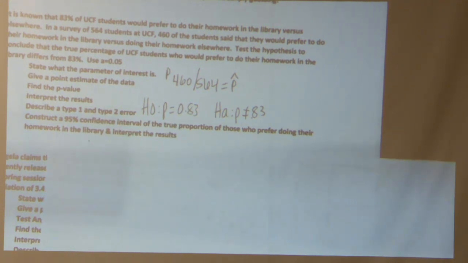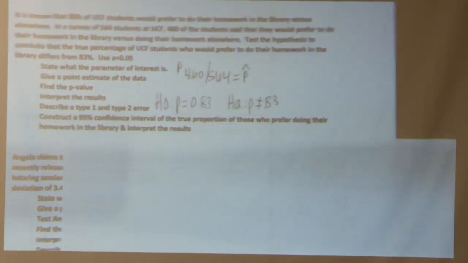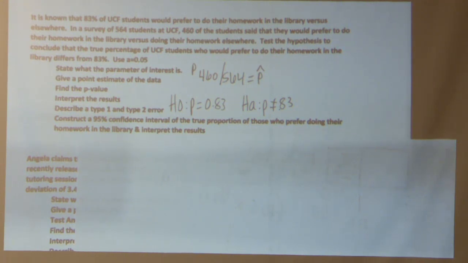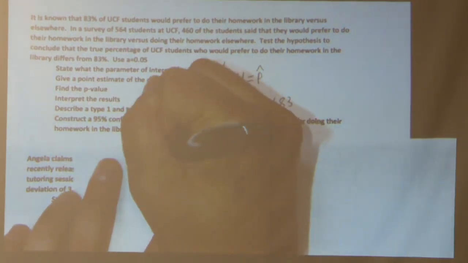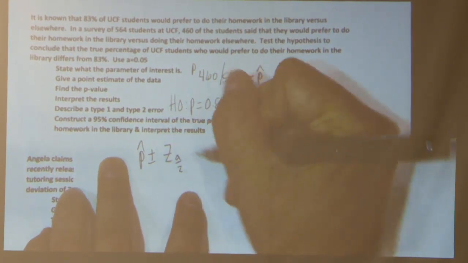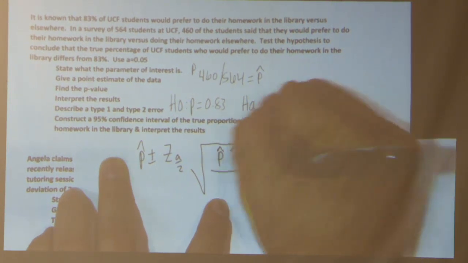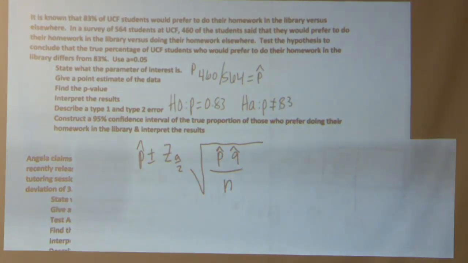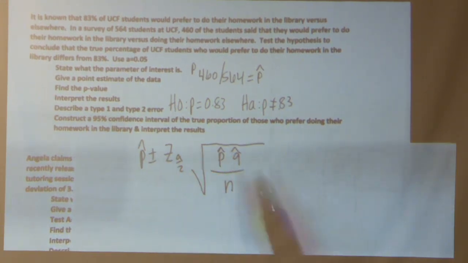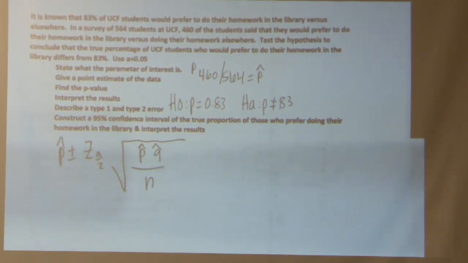So next we want to construct a 95% confidence interval of the true proportion of those who prefer to do their homework in the library, and they want us to interpret the results. So since we're dealing with proportions, the formula for finding the confidence interval is going to be p hat plus or minus z alpha halves times the square root of p hat q hat over n. So right now we have the p hat, q hat, and the n value. We just need to determine what our z alpha halves is.